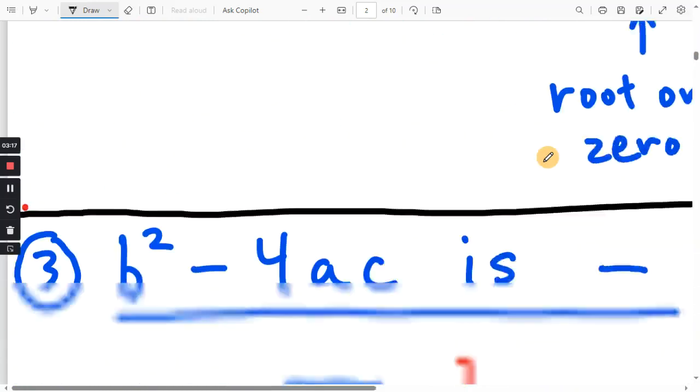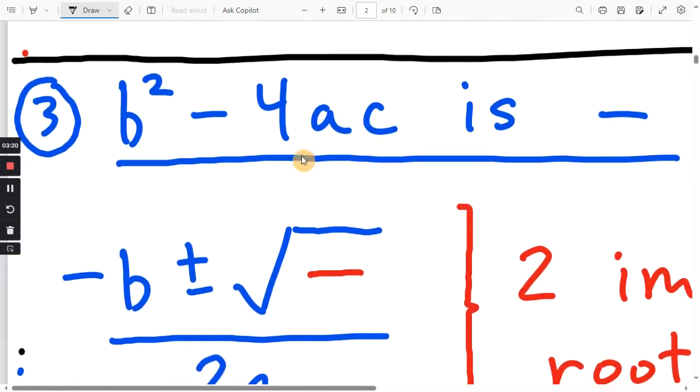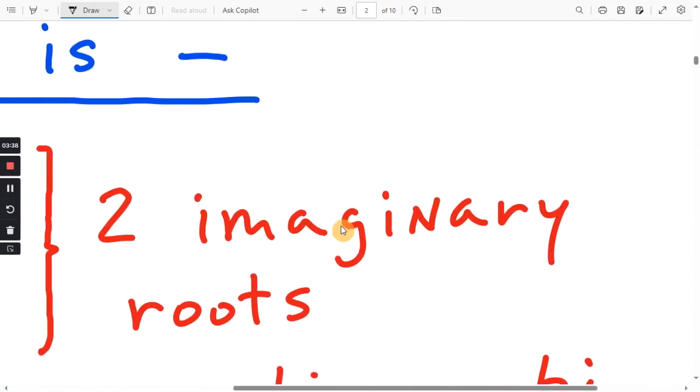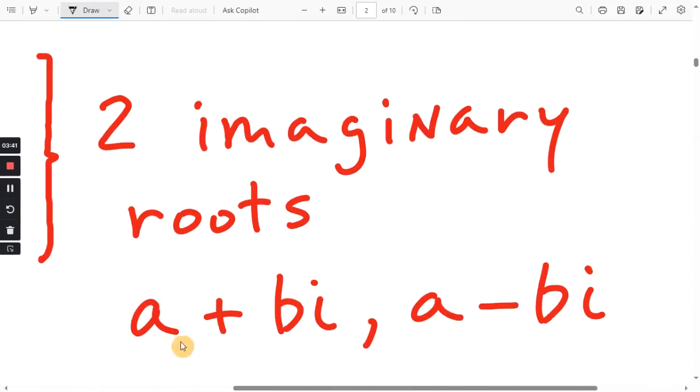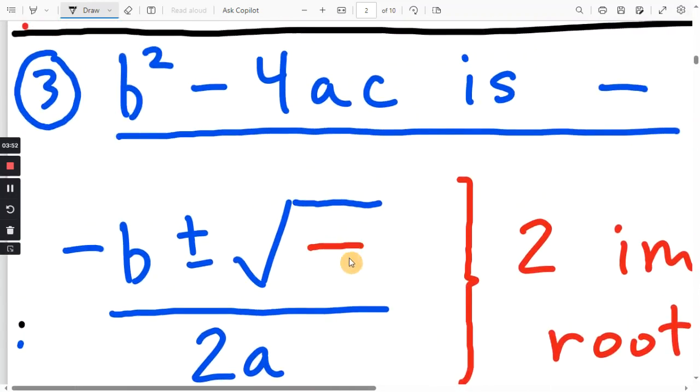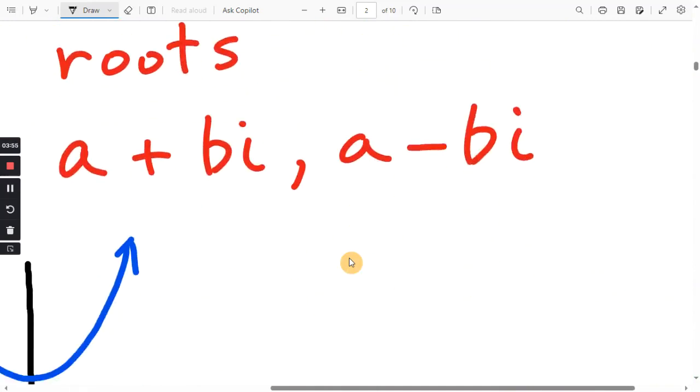Now the third and final case, b squared minus 4ac is negative. In other words, the part under the square root is negative. This is going to be an imaginary number, not a real number. So you're going to get plus and minus an imaginary number. In other words, you're going to get two imaginary roots. They're going to be in the form of a plus bi and a minus bi. So that is the case when the discriminant under the square root is negative. You get two imaginary roots.